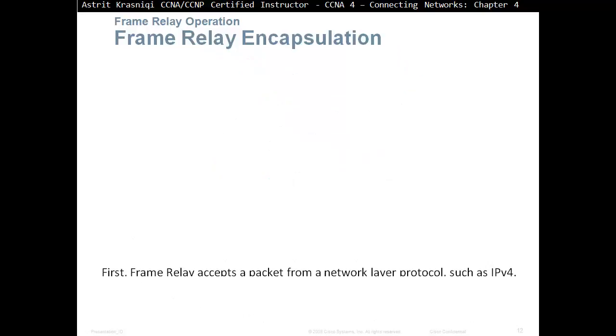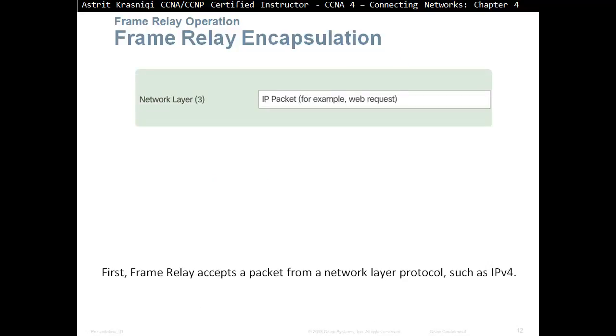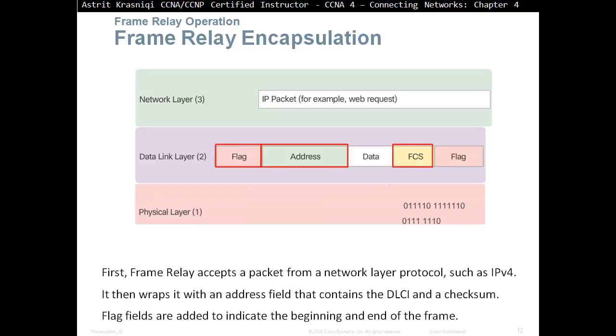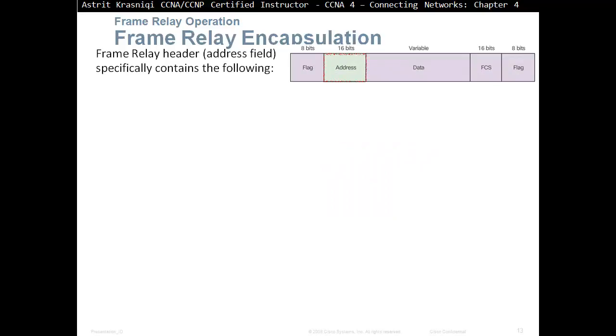Frame relay encapsulation. First, frame relay accepts the packet from the network layer, such as IPv4. Then it wraps it with an address field that contains a DLCI and a checksum. Flag fields are added to indicate the beginning and the end of the frame. So, the frame relay header: the address field specifically contains the following.